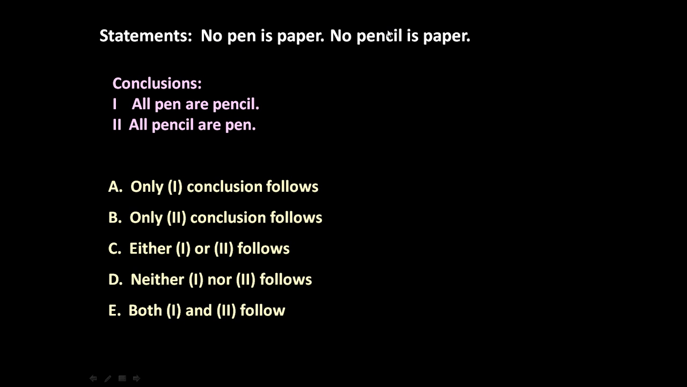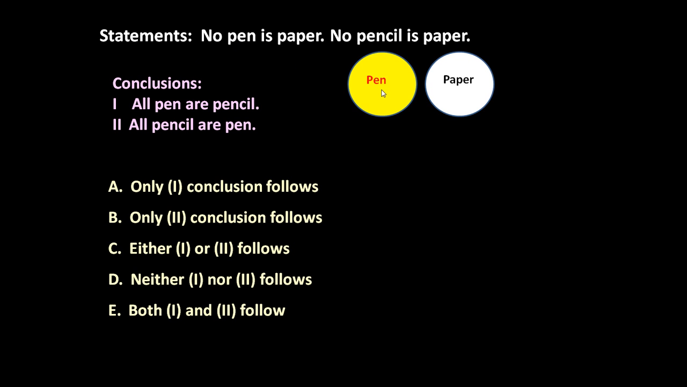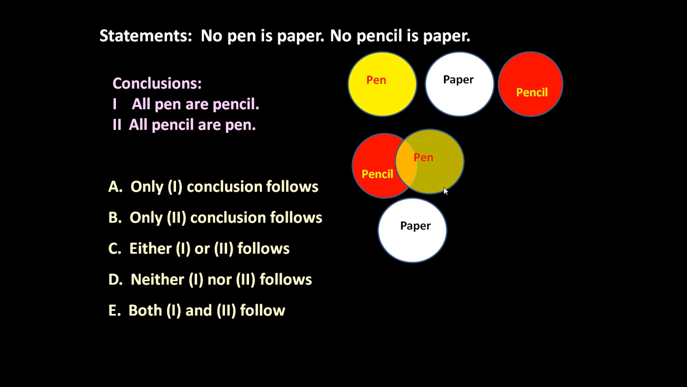If we represent these two statements in a Venn diagram, then no pen is paper, no pencil is paper. But these two statements can be represented in another format also. No pen is paper, no pencil is paper. So either this format will follow or this will follow. But there is one more format.